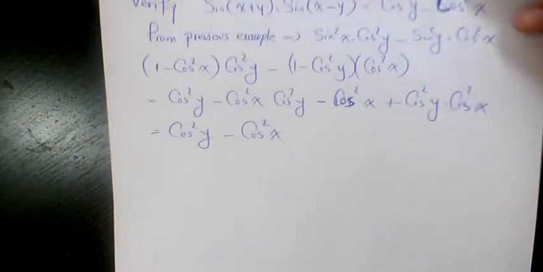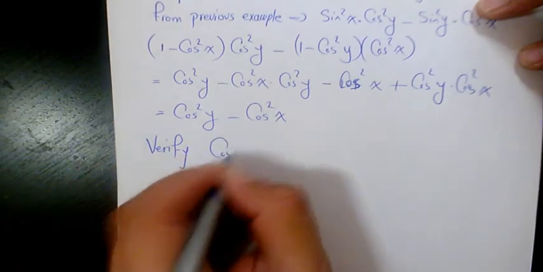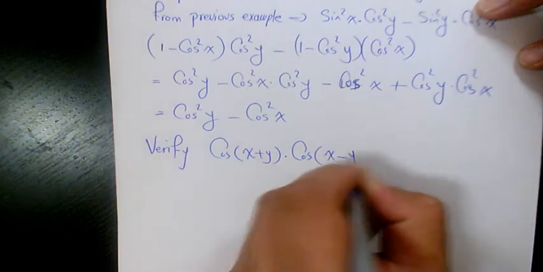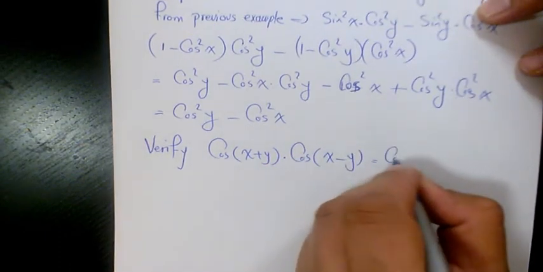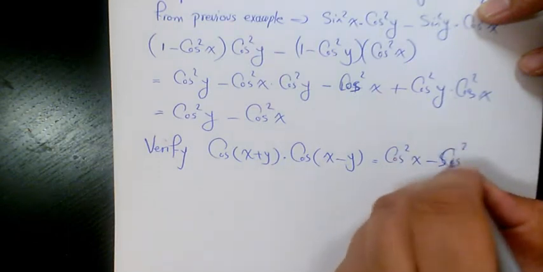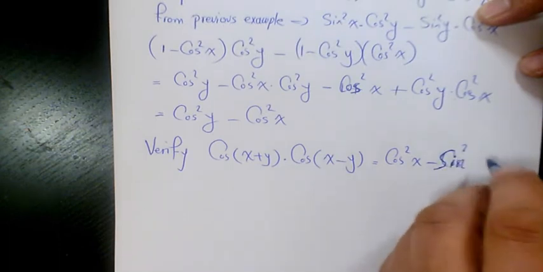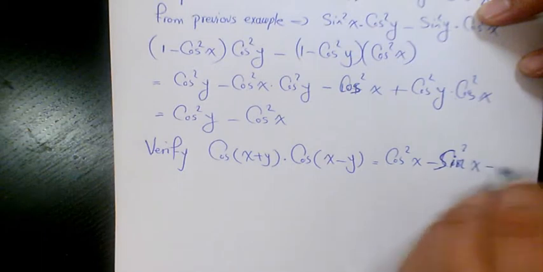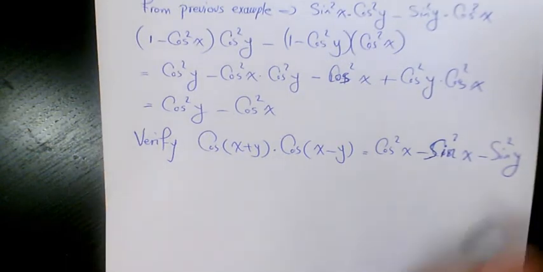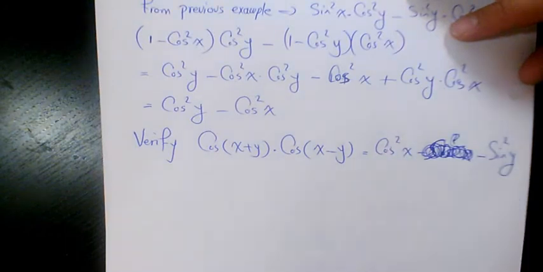Next example, it says verify cosine(x plus y) times cosine(x minus y) equals cosine squared x minus sine squared y. So this one was extra. Cosine squared x minus sine squared y.